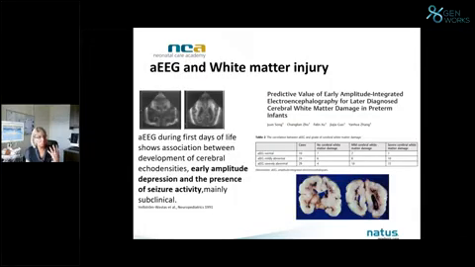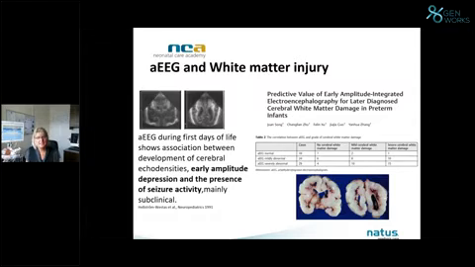We mentioned earlier about white matter injury. There's a couple of studies, or more than a couple, several studies looking at AEEG and white matter injury. And again, we know that during the first days of life, the AEEG shows an association between the development of cerebral echo densities, if we have that early amplitude depression, and the presence of seizure activity, especially if it's subclinical seizure activity. That was a paper written by, again, the group from Sweden, headed up by Professor Hellström-Vestas.